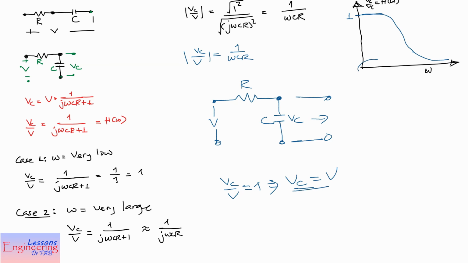Now for low frequency our capacitor is acting as an open circuit, and we'll be looking at the voltage at this output. At high frequencies, 1 over omega CR will be very low. It means that for high frequency our capacitor is acting as a short circuit, so the voltage measured here will be very, very small. So for omega high, VC over V is 0, which tells you that our VC is V times 0.